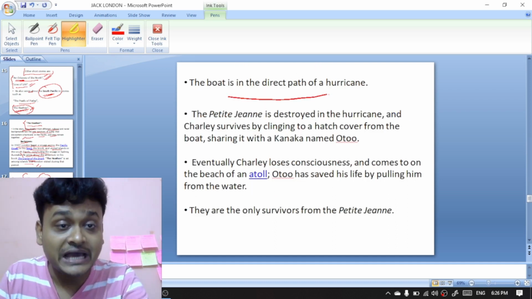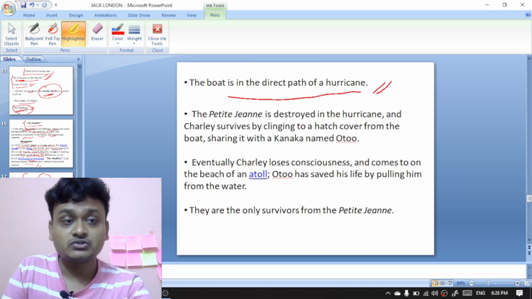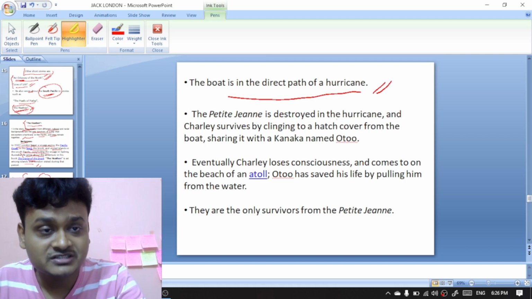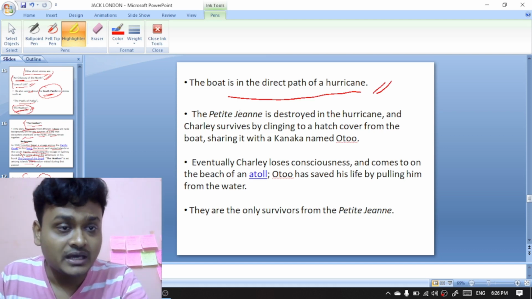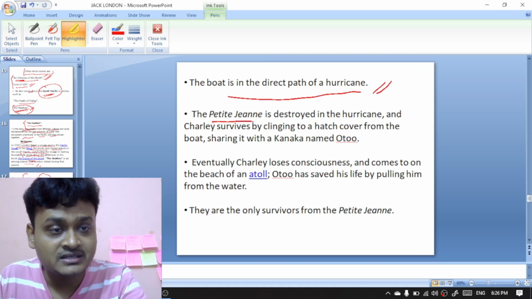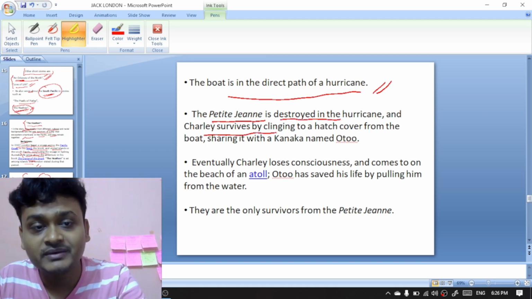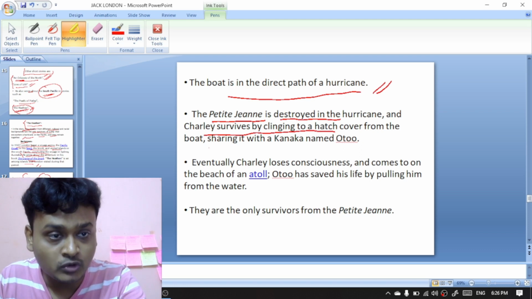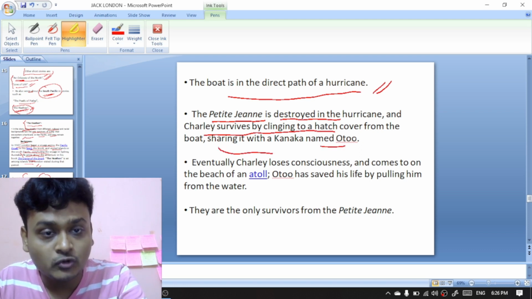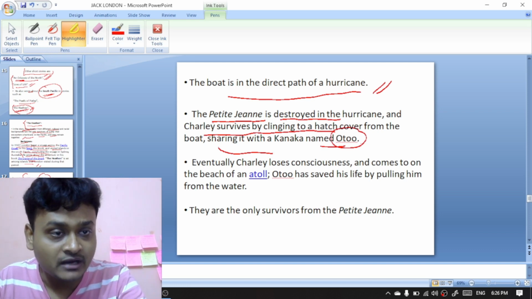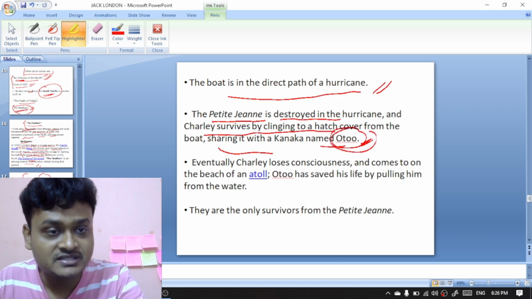The boat is in the direct path of a hurricane. So what happened? The boat was destroyed by the hurricane. The name of the vessel is Petite Jim. Charlie survives by clinging to a hatch cover from the boat, sharing it with a Kanaka named Otto. So the only two survivors of that boat were Otto and the narrator, Charlie.